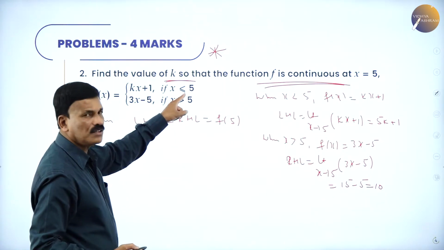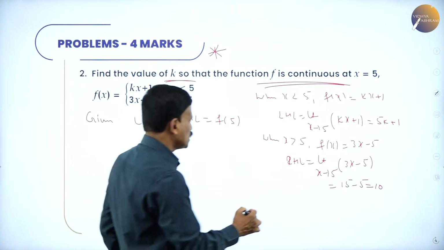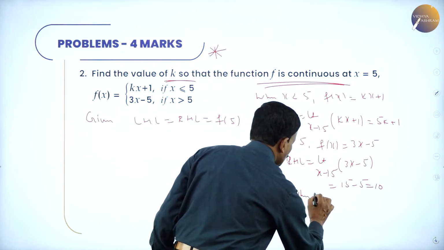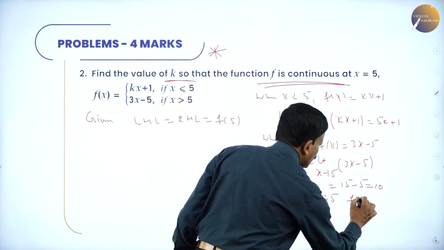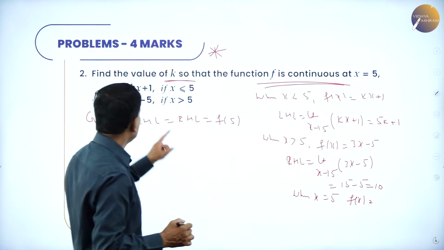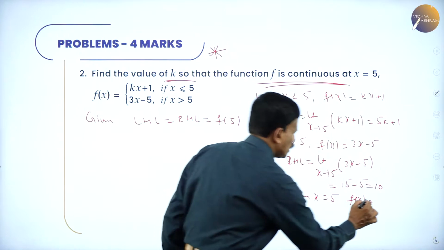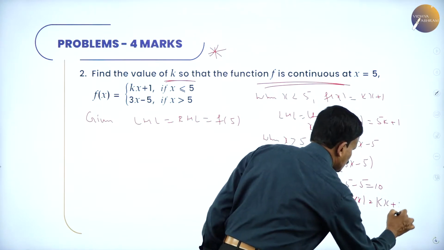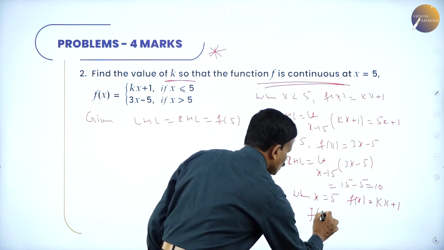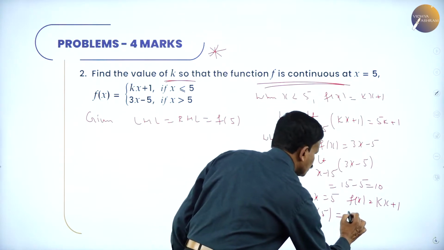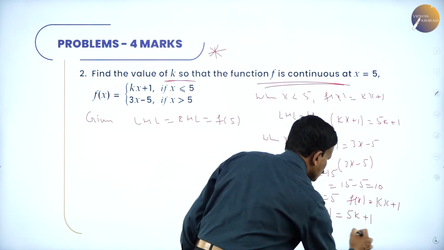Again, the functional value: when x is equal to 5, f of x is defined by kx plus 1. Therefore, f of 5 is equal to 5k plus 1.